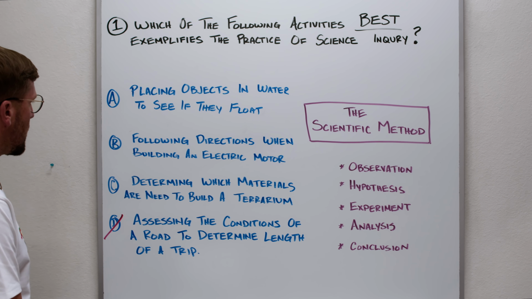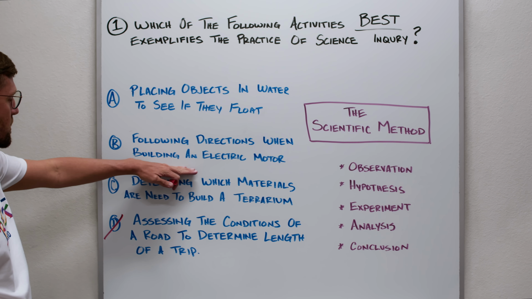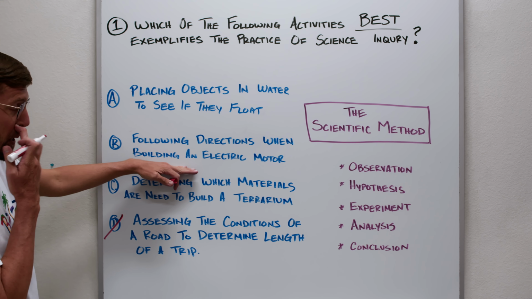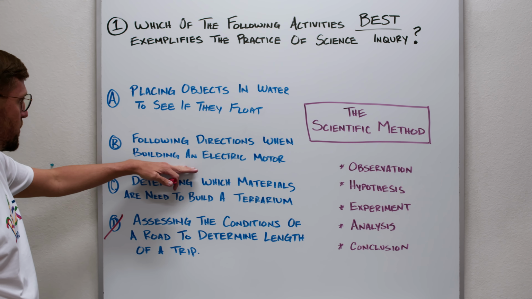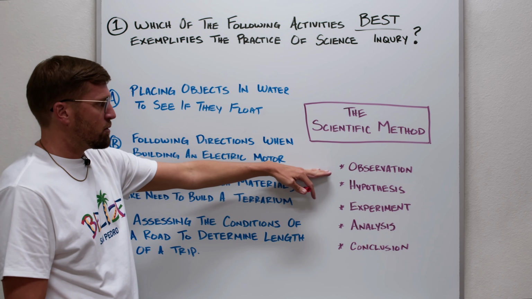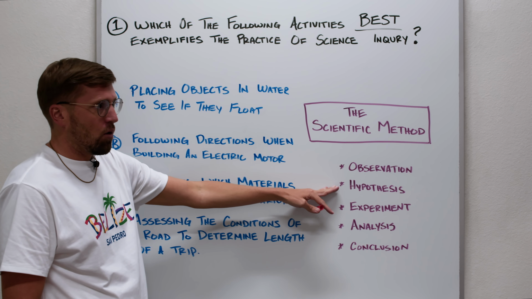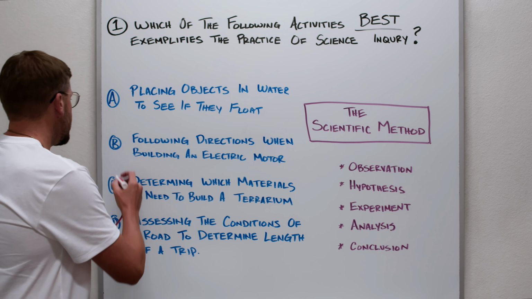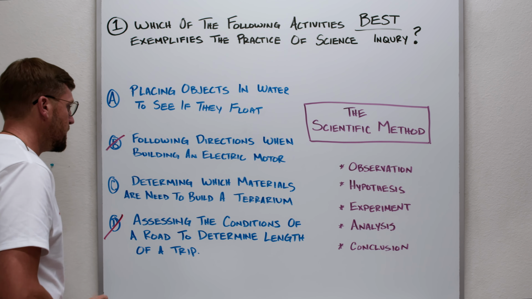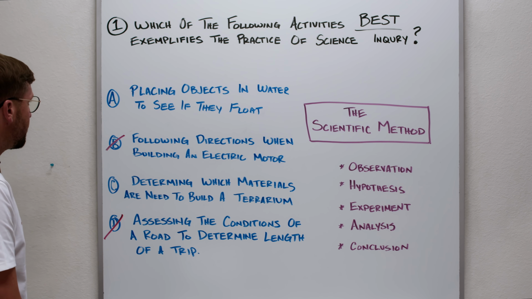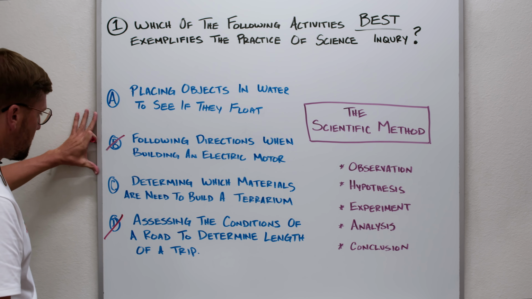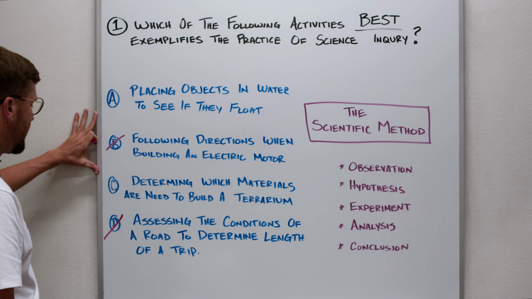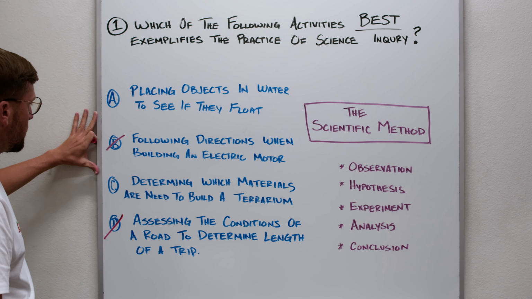We could jump up to option B, following the directions when building an electric motor. At no point when you're doing this are you making any observations nor making a guess about anything that you saw. B is also not a good option. So already we're down to 50-50, right? When taking a test, you can get to this point. This is the best test taking strategy, but let's see if we can go a little bit further.